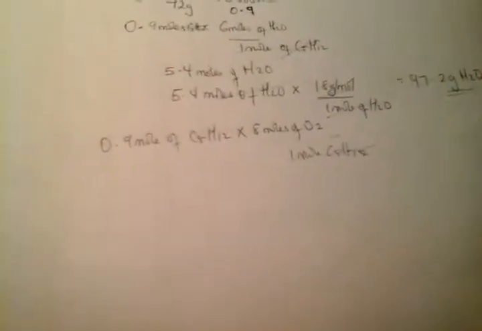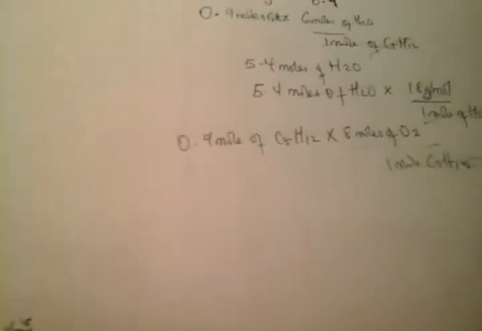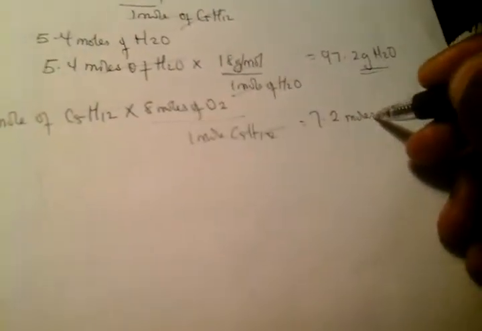Calculator comes in. Thank God for the calculator. I wonder how people back then did all this without a calculator. 7.2, I think we're good. 7.2 moles of O2. So we have 7.2 moles of O2 used.